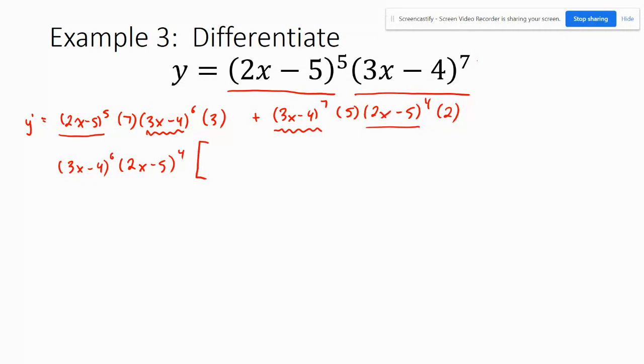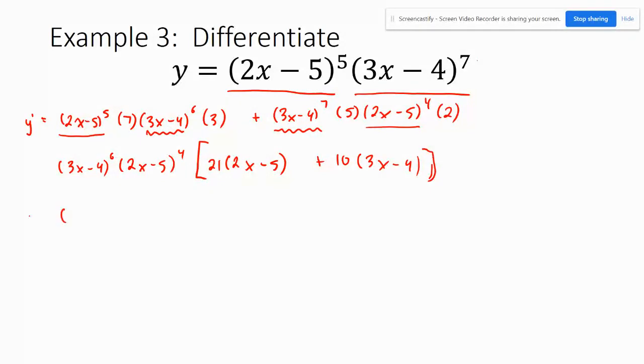We have 7 times 3 is 21. (3x minus 4) to the 6th is gone from this one, and I took out 4 (2x minus 5)s, but that means there's 1 left over, (2x minus 5) here. I took out, so I have 5 times 2, which is 10. I took out 6 (3x minus 4)s, so that means there's 1 remaining here. And I took out (2x minus 5) to the 4th here, so this guy's gone.